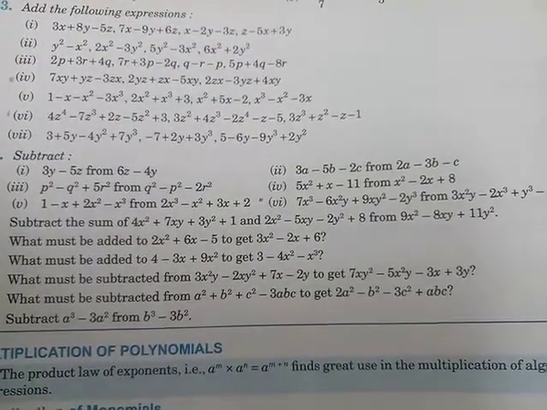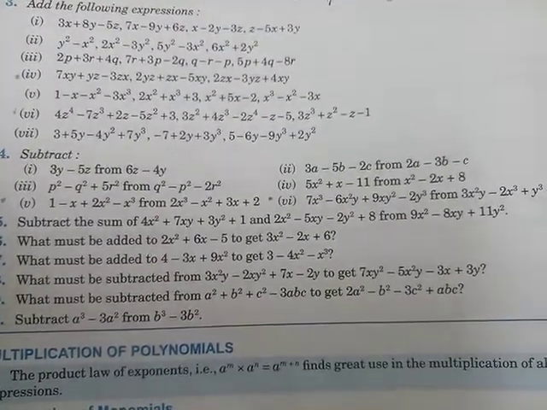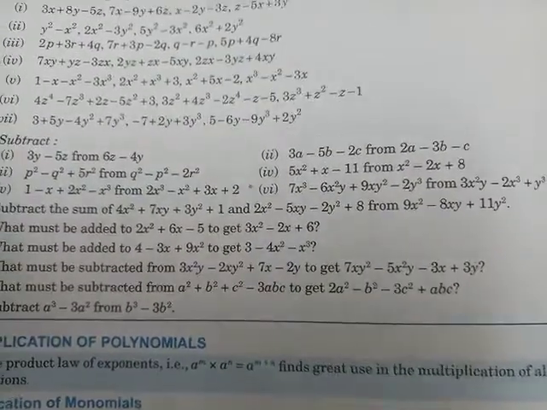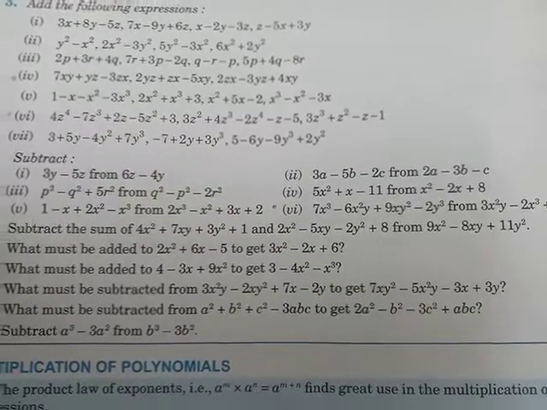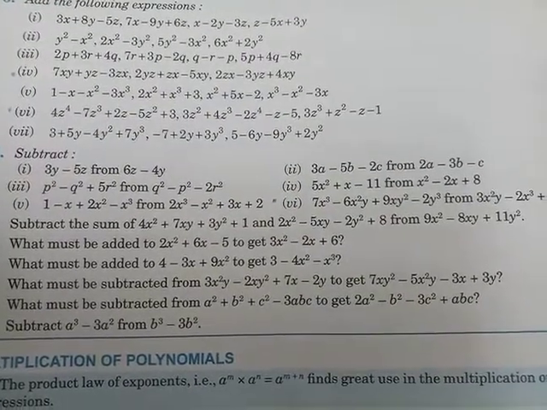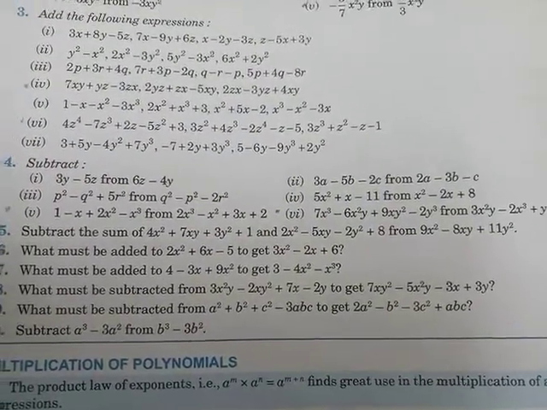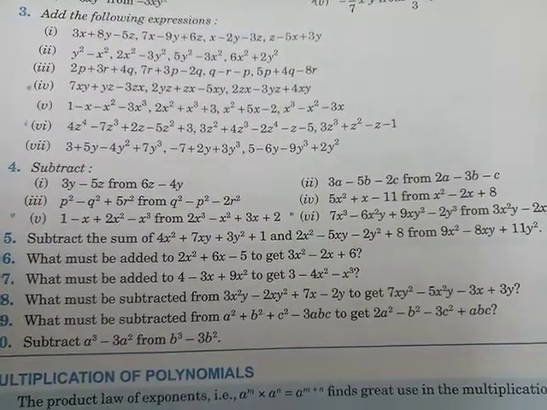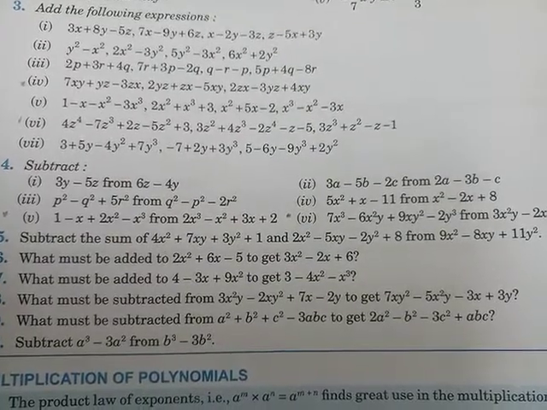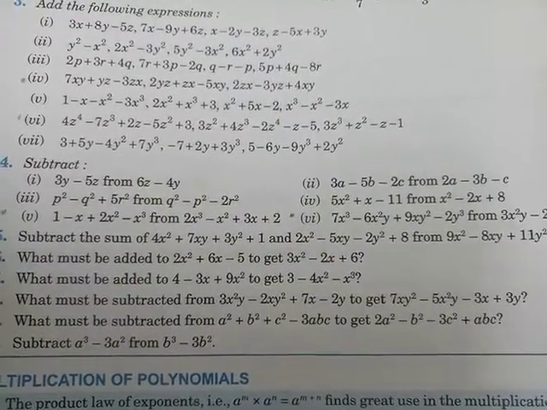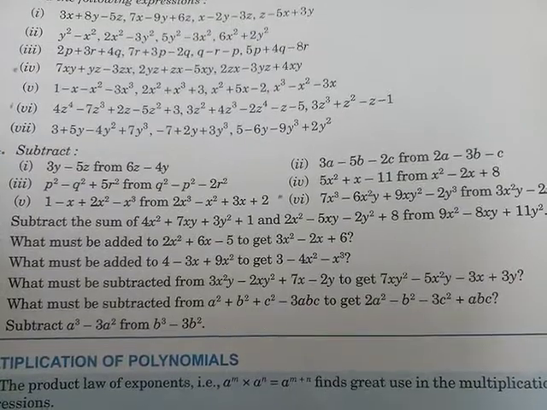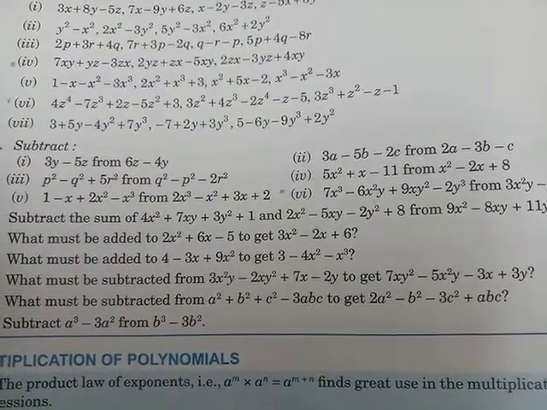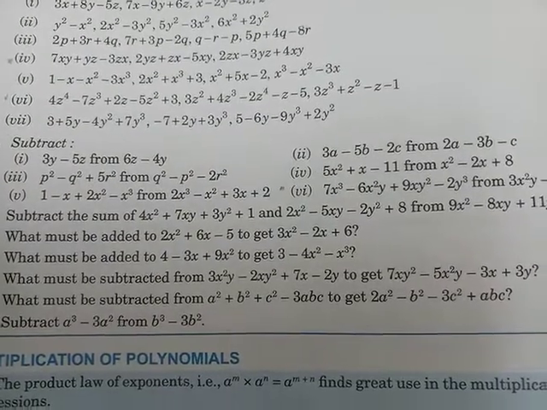Now we come to question number 4. Question number 4. They are saying subtract. So subtract this from this. So we have 6 parts. I'll do the 5th and the 6th part for you. First, you consider the 5th part. Subtract 1 minus x plus 2x square minus x cube from 2x cube minus x square plus 3x plus 2.